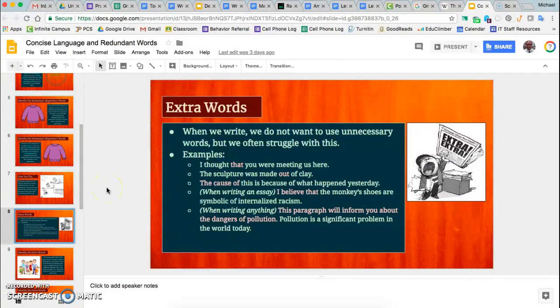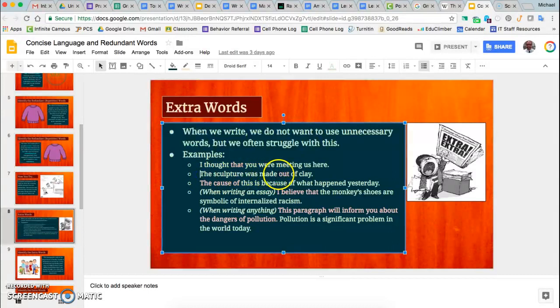There's another way that you could be overly wordy with your sentences where you're using words that you really shouldn't. So this is just where you have words that don't need to be in there. They're not redundant, but they just don't really have any purpose. Okay, so examples here would be, I thought that you were meeting us here. Okay, you could just say, I thought you were meeting us here. The word that doesn't add anything to the sentence.